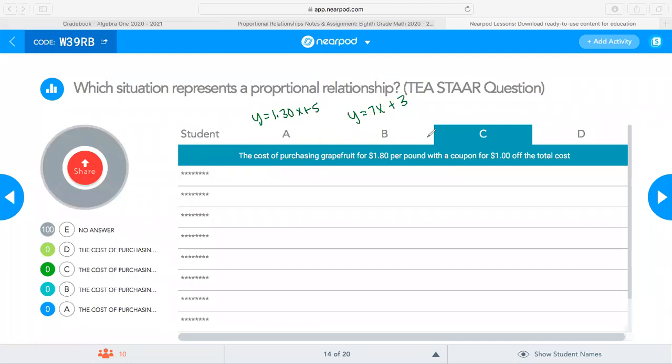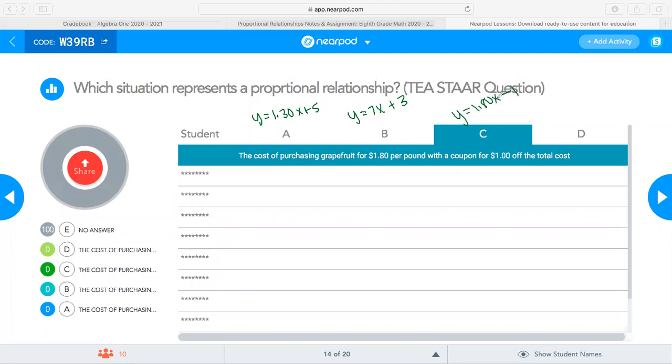Anyone bold? Cost of purchasing grapefruit is $1.80 per pound, with the coupon for $1 off. How would you write the equation for that one? Anybody? Awesome. Someone in the chat. Yes. Okay. So they said in the chat, y equals 1.80x minus 1.